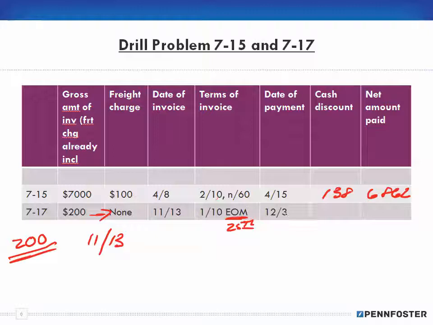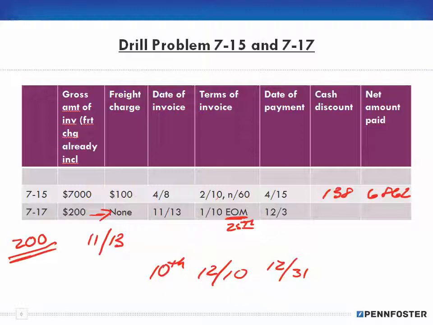So this is dated the 13th, which is before the 25th, which means I'm going to pay it on the 10th day of the following month. This is November, so I'm going to be able to take the discount by December 10th of the following month. And of course, the entire invoice would be due at the end of the month, which would be December 31st, 31 days in December.